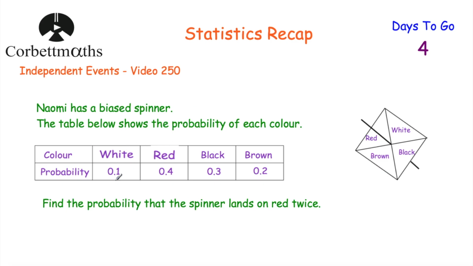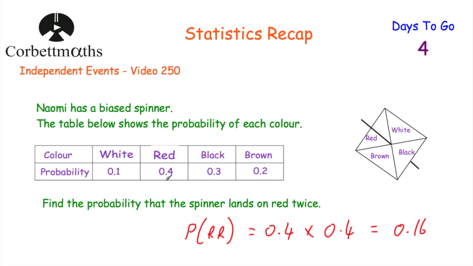So the probability for white is 0.1, the probability if it landed on red is 0.4, the probability if it landed on black is 0.3, and the probability it lands on brown is 0.2. And if we were asked to find the probability that this spinner lands on red twice, that's the probability of a red and a red. So what we do is we take the probability for red, which is 0.4, and you multiply that by the probability for landing on red again, which is 0.4. And 0.4 times 0.4 would be 0.16. So the probability if the spinner landed on red twice would be 0.16.